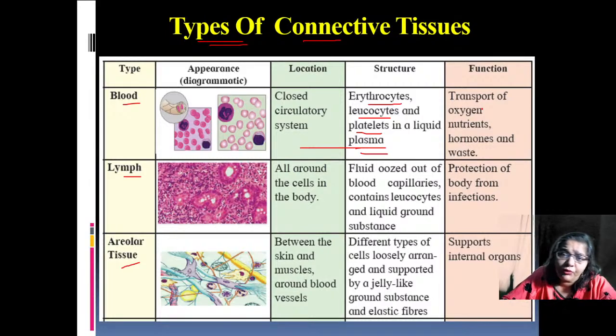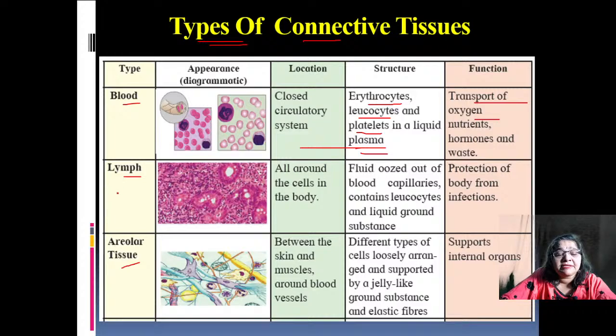It is simply called fluid connective tissue. The main function of blood is to transport oxygen, carbon dioxide, that is, different gases inside our body. Not only that, it also helps in transport of nutrients, heat, hormones, and waste materials also. So the main function is transport in our body.